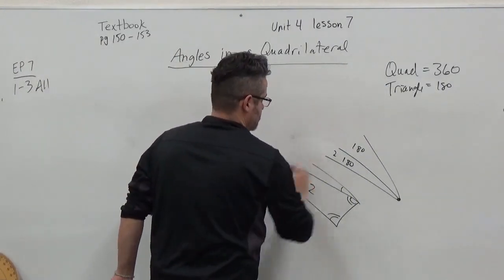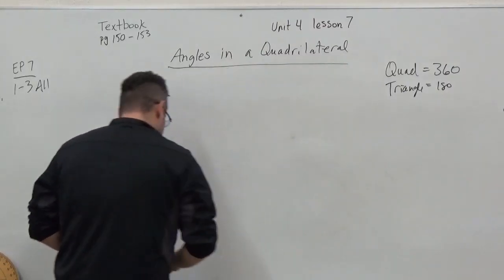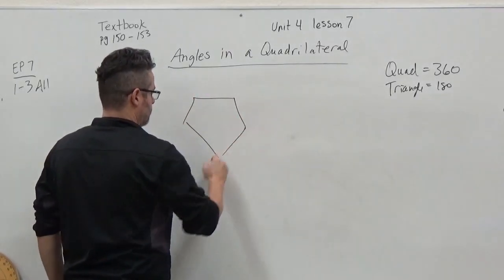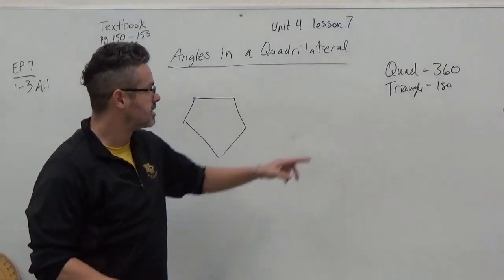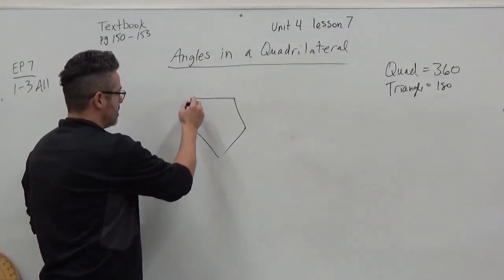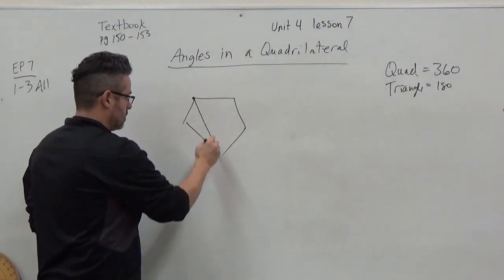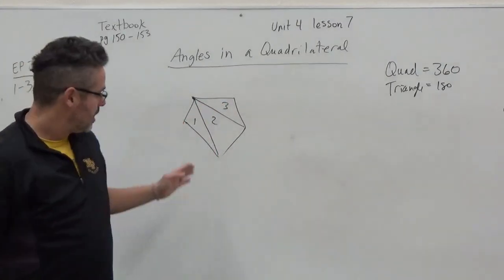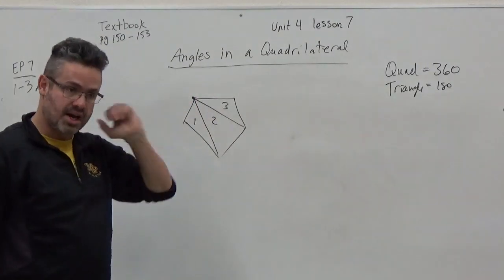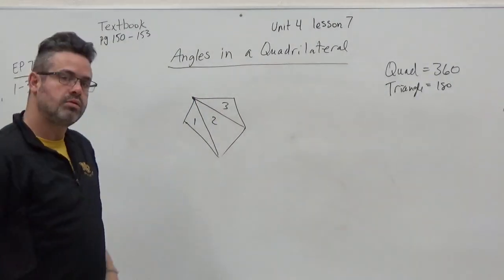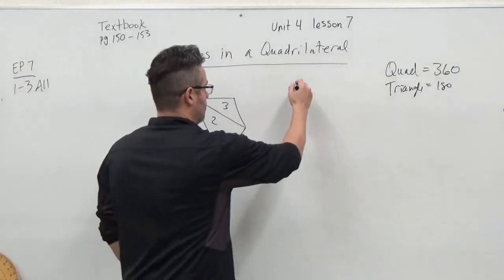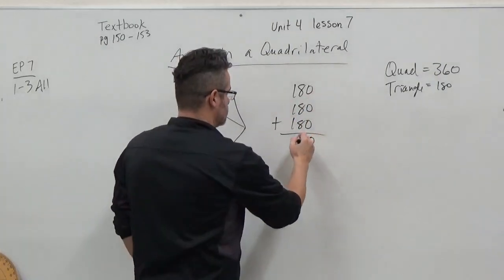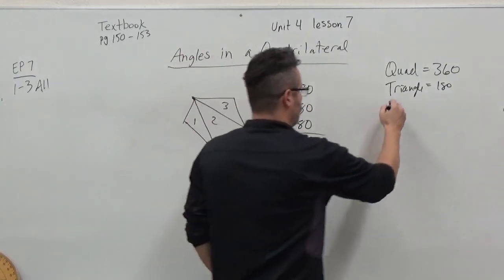Now, you think we can relate that to other shapes? We sure could. How about a five-sided figure? So 1, 2, 3, 4, 5. Well, it always goes back to the triangle. Can we make triangles? So you start at one vertex. Oh, look, I just made 3 triangles. What do you think the angles in a five-sided figure, a pentagon, are going to add up to? Well, if there are 3 triangles, 180, 180, 180, add them up: 540.